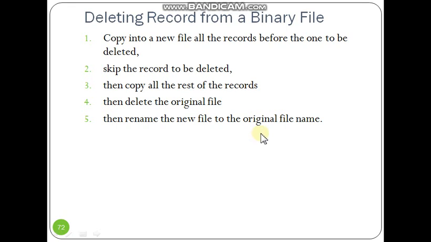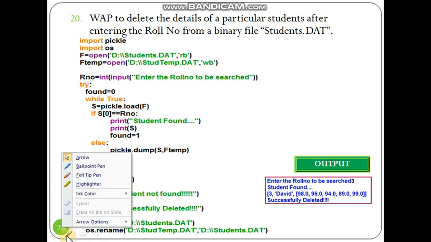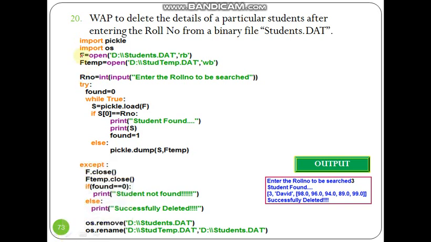So let's see with the help of an example. Here we need to delete a student detail after entering the roll number. That means for a particular roll number, we need to delete that student from the students.dat file. This file we have already created. Here we need to use some OS module functions also, so we are importing both the pickle module and the OS module.